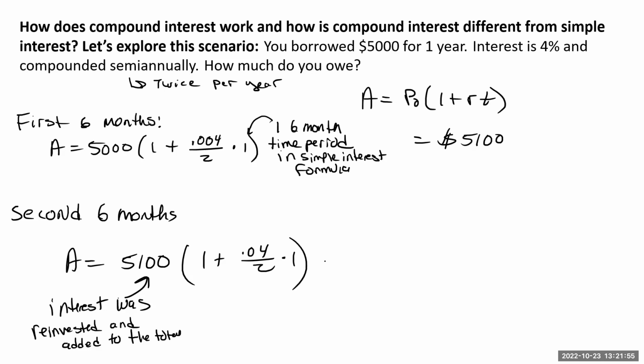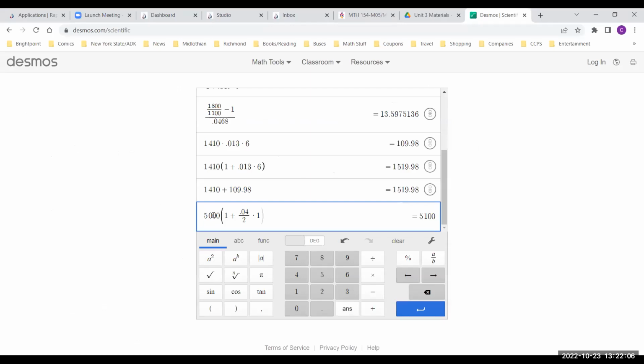Now I'm going to compute this piece. Here's a nice little trick about Desmos: I don't have to retype that whole thing. Backspace, insert the 5,100, voila. So we have 5,202. Hold on, guys.